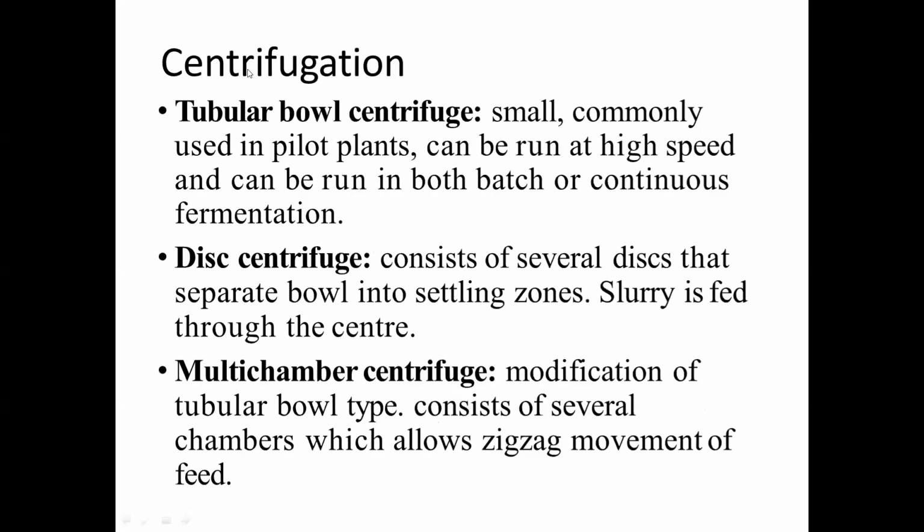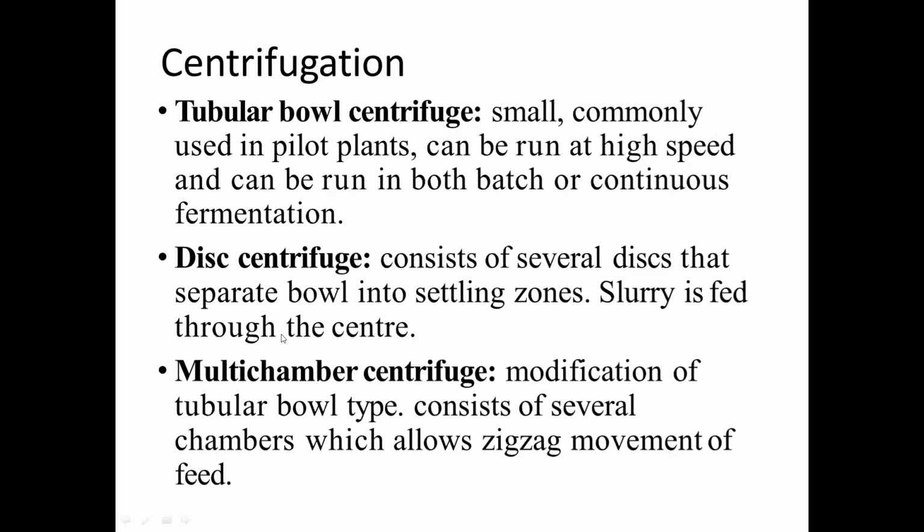Then you have centrifugation. What is centrifugation? It uses centrifugal force, and it keeps rotating. Okay. And there are three types here also: tubular bowl centrifuge. Small, commonly used in pilot plants, can be run at high speed and can be run in both batch as well as continuous fermentation. Disk centrifuge, it consists of several disks that separate the bowl into settling zones.